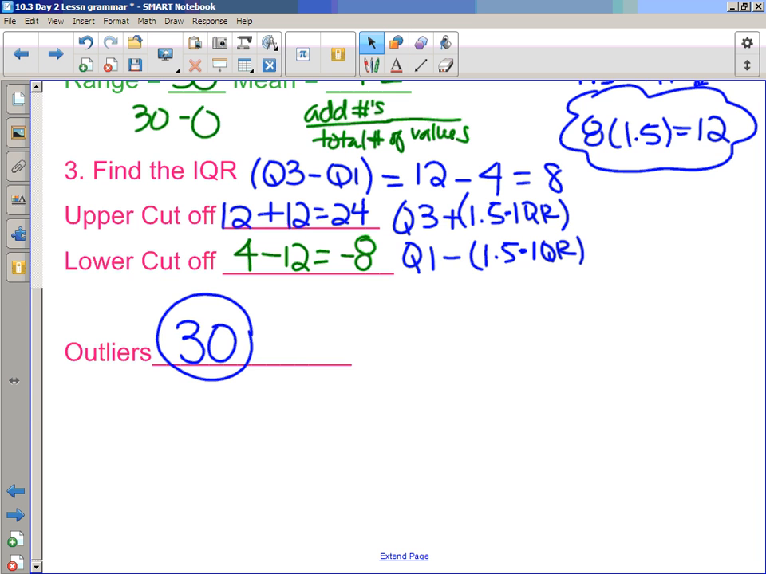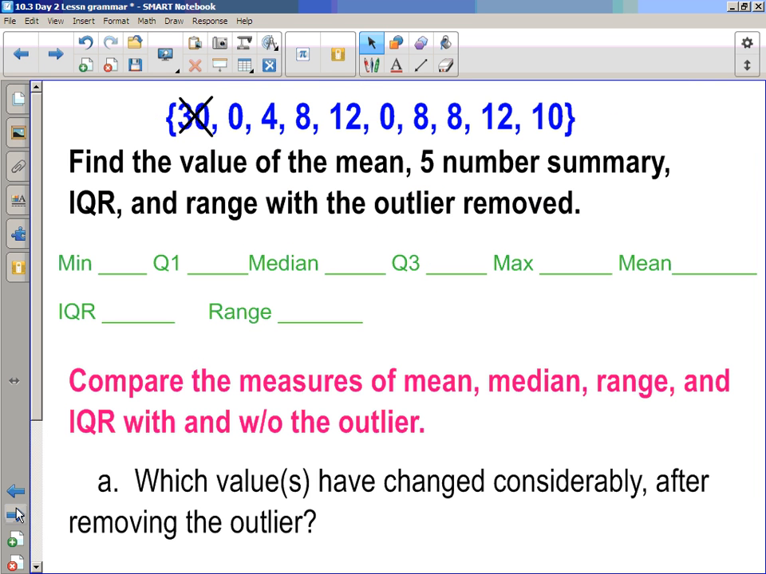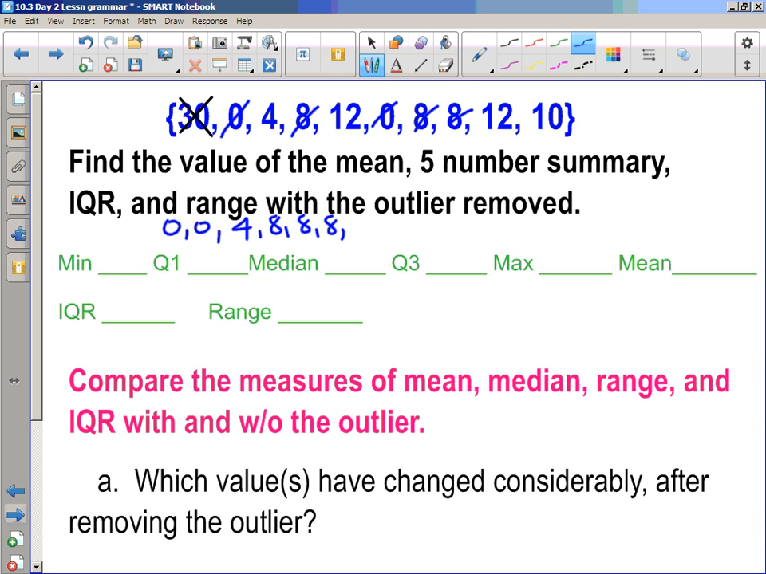Okay, so next we're going to see how does that change if I take that outlier out. So we're going to reorder our data. I should have just copied it in the order. 3/8, 10, 12. And again, I'm not going to include that 30 anymore. I took out my outlier. My min is still 0. My max now, instead of being 30, it's now 12.